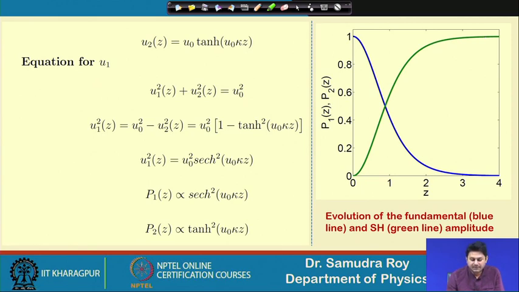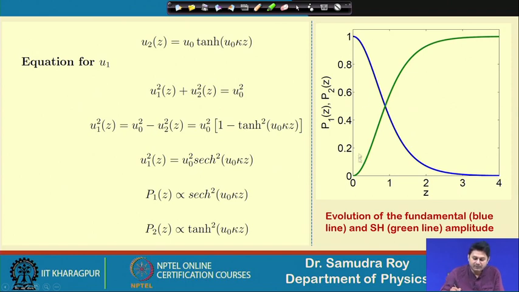So, this is the real picture. At z equal to 0, all the energy is in the fundamental wave. When I go to some z point, the total energy is now totally converted to the second harmonic wave. So, all the energy is now going to the second harmonic wave, and the energy of the fundamental wave is almost 0 or vanishes.